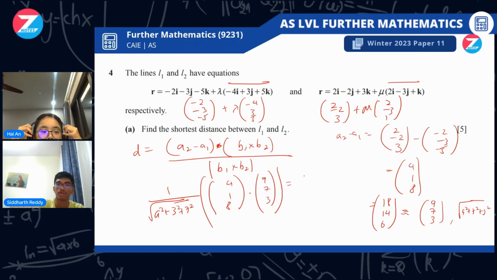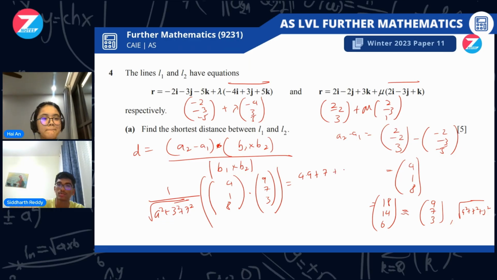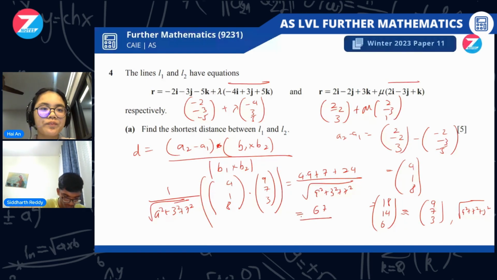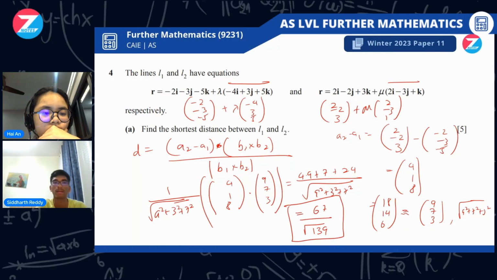That's going to be 4 times 9 plus 7 times 1 plus 8 times 3, 24, divided by square root of 9 square plus 3 square plus 7 square. I'll just do that. 4 times 9 plus 7 plus 24. That's 67. 67 divided by square root of 9 square plus 3 square plus 7 square. It's root 139. So this is the answer. Okay, let's move on.